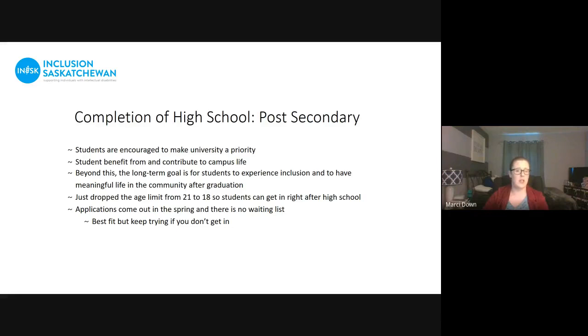And then they just dropped the age from 21. It used to be 21 because students could stay in school till 22, which they still can. But they dropped it to 18 for the students that are leaving high school. They really wanted them going right into post-secondary schooling, so they dropped it to the 18 age range. And like I mentioned too, applications come out in the spring. So you have to really get on it.